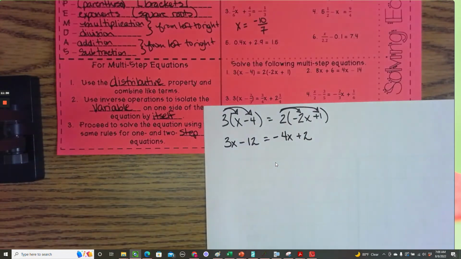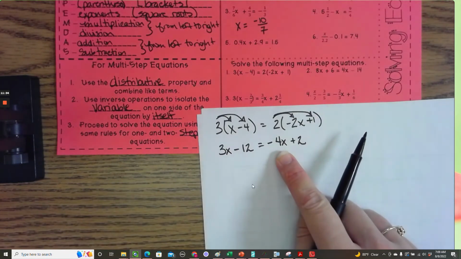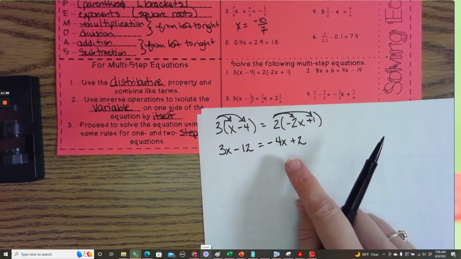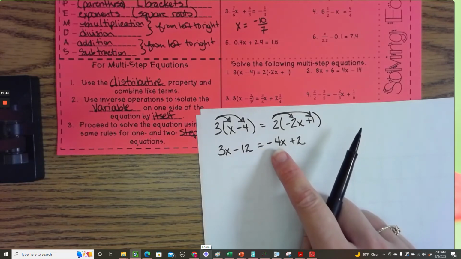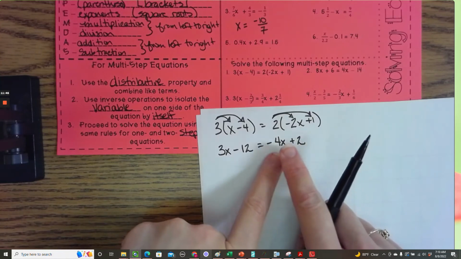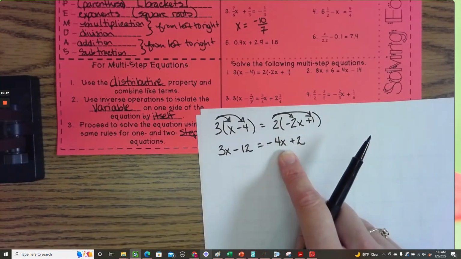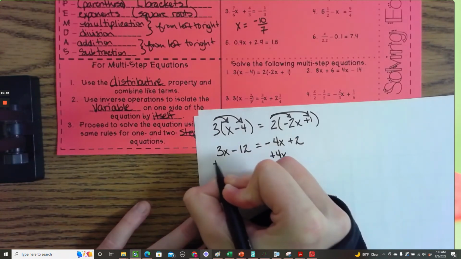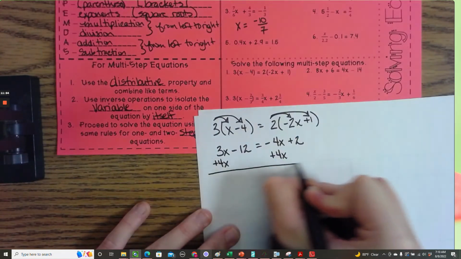Okay, so name of the game with solving these equations where we've got a letter on both sides: we want to get the letter together first. I always tell students, move the smaller coefficient. So of 3x and negative 4x, negative 4x is the smallest. Okay, so we're going to do the opposite and add 4x to both sides.